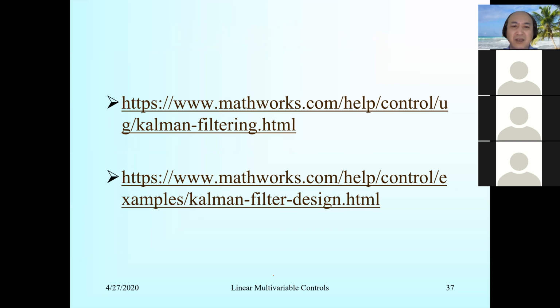That's all. You can learn more about the Kalman filter, but given LQR and LQG, Kalman filtering is not very hard. That's it.